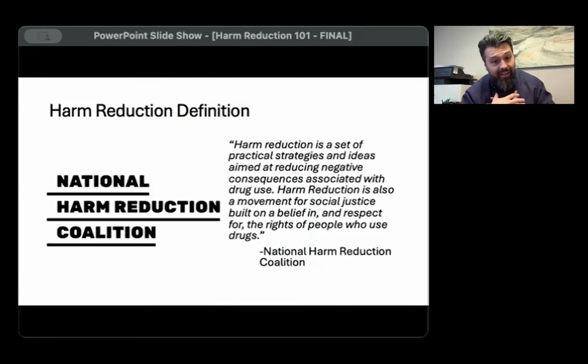So that's the way I define harm reduction, but how do the actual groups that practice harm reduction define it? This is the National Harm Reduction Coalition. They define harm reduction as a set of practical strategies and ideas aimed at reducing negative consequences associated with substance use. It's also a movement for social justice built on a belief in and respect for the rights of people who use substances as well.